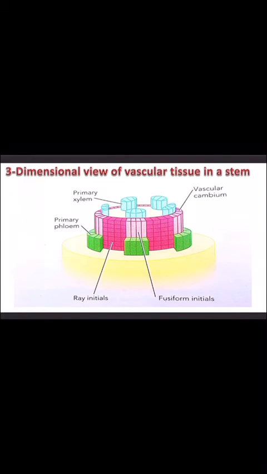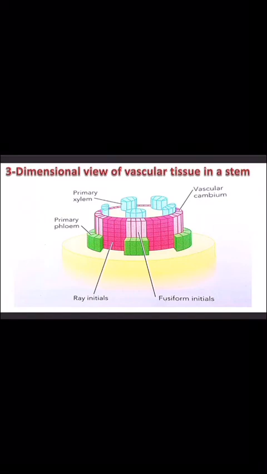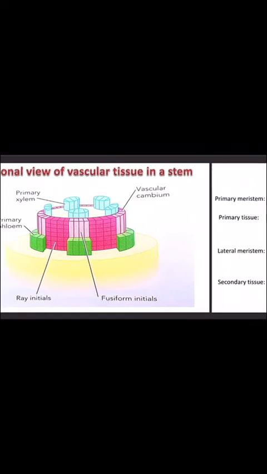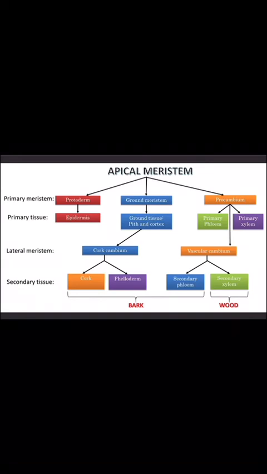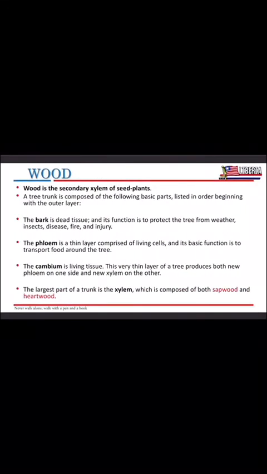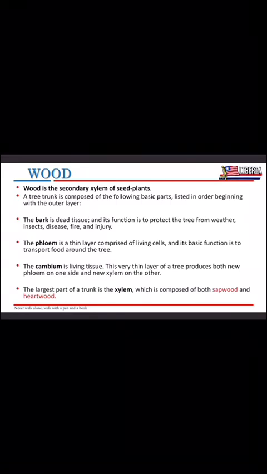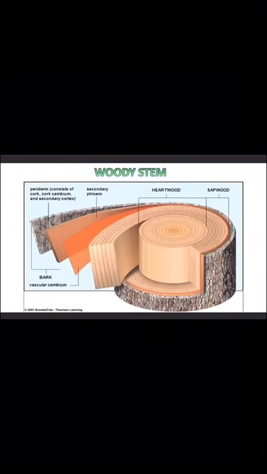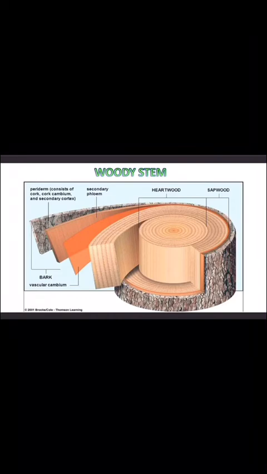Now look at this three-dimensional vascular tissue in a stem. This is a primary xylem, secondary xylem, primary phloem, and look at the ray initials, just like building blocks, and fusiform initials. So this is how the secondary growth occurs, and the apical meristem is responsible for the primary growth. And finally, what we need to focus on is secondary tissue, in which bark and wood, and the wood is the secondary xylem of the seed plants.